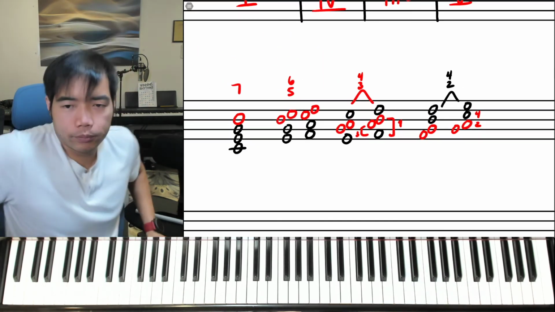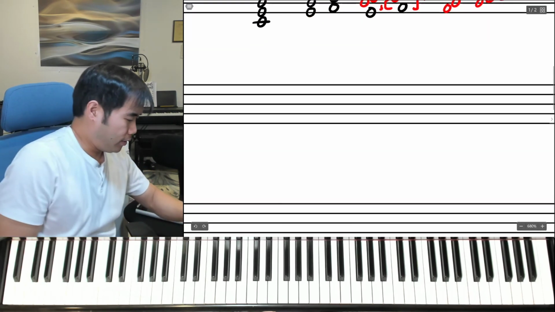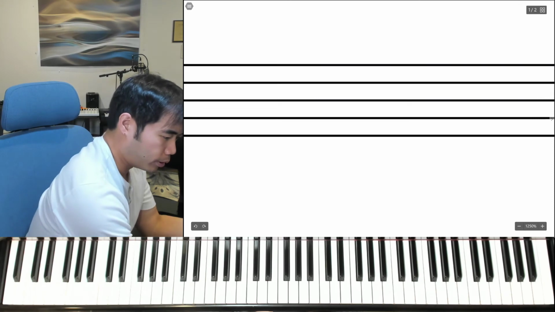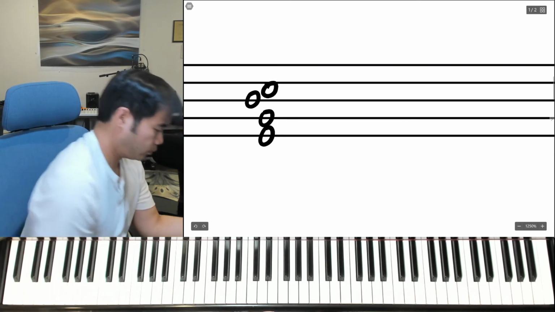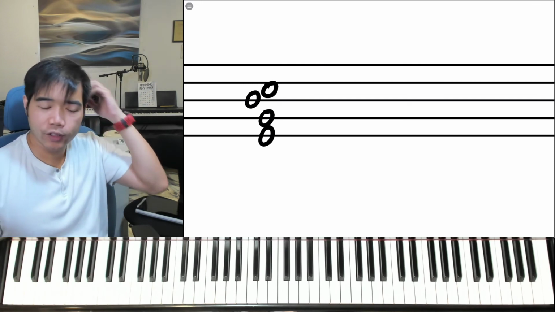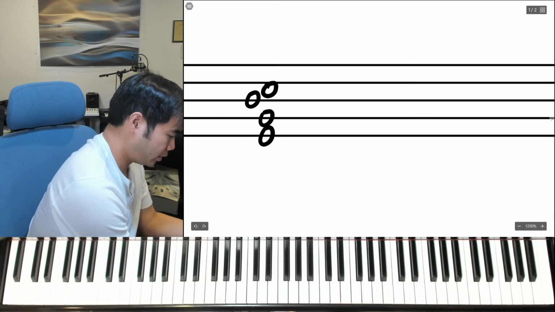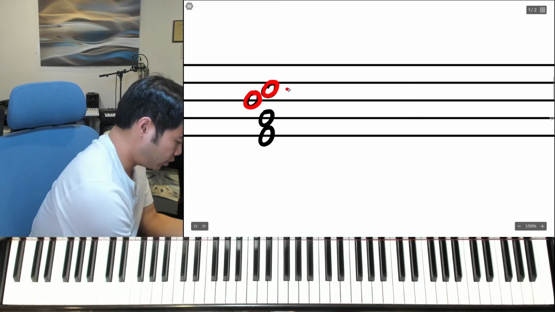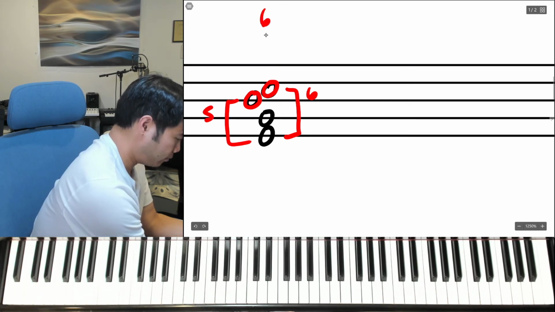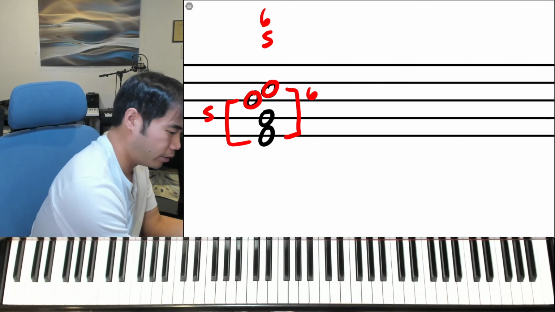Okay, so let's do a quick quiz on this. Let's do a little drill. All right, just to drill this home a little bit. All right, here's our first example. Where is the 2nd? Well, the 2nd is here on the top, which means you're dealing with a 6, 5. First inversion, 7th chord.